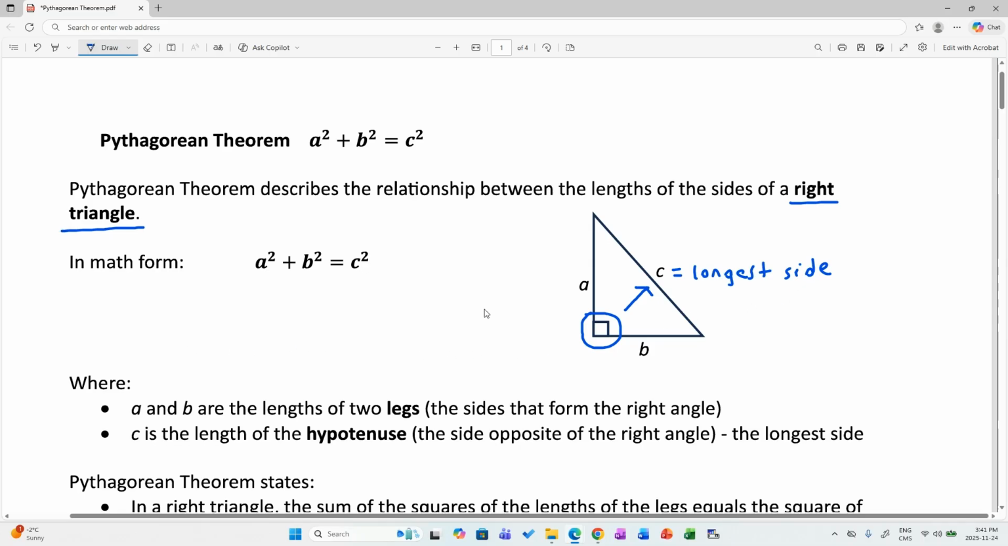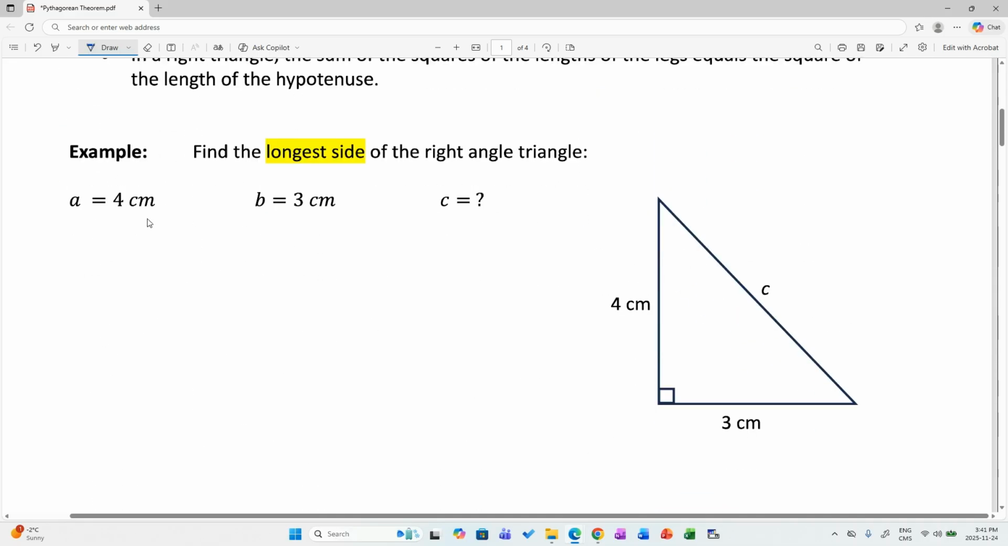Now let's go over an example here. My example is find the longest side of the right angle triangle. So here I have a right angle triangle. I have the length here, which is 4 centimeters, and a length here, which is 3 centimeters. And I'm looking for my longest side. And I know I'm looking for my longest side because once again, my longest side is directly across from my right angle.